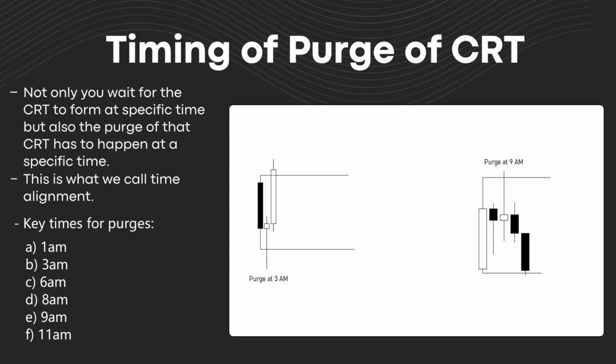We've then got the 8 a.m. and 9 a.m., particularly the 8:30 and the 9:30 a.m. Eastern Standard Time, which are basically the CME open and the New York Stock Exchange opening bell times, and that's where volatility is injected into the market and major manipulation and expansion occur and CRTs are purged.